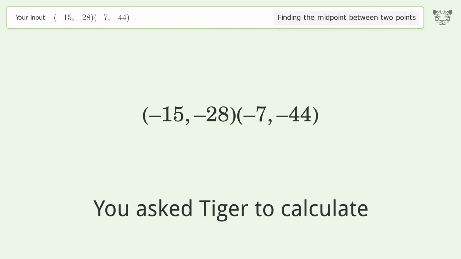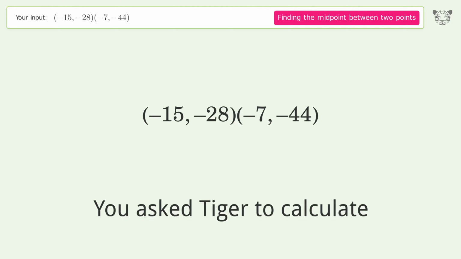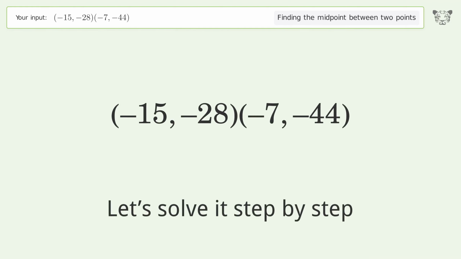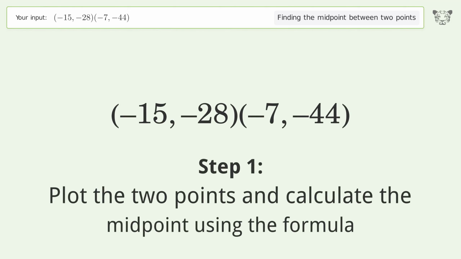You ask Tiger to calculate. This deals with finding the midpoint between 2 points. The midpoint between the 2 points is -11, -36. Let's solve it step by step. Plot the 2 points and calculate the midpoint using the formula.